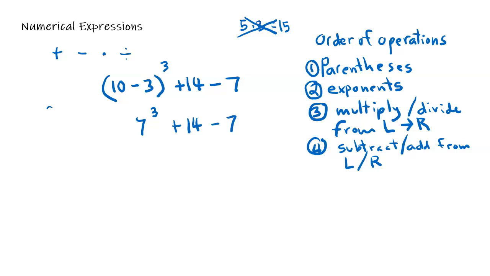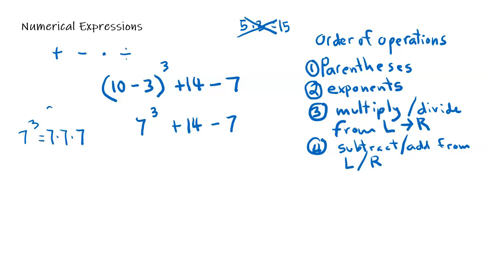Okay. So now the next step is to simplify exponents. Well, here it is. We need to figure out what 7 to the third power is. Remember that 7 to the third is 7 times 7 times 7. That's what to the third power means. It means multiplying 7 by itself 3 times.